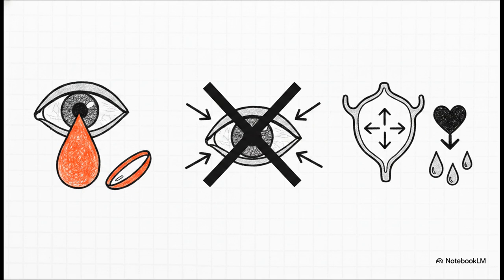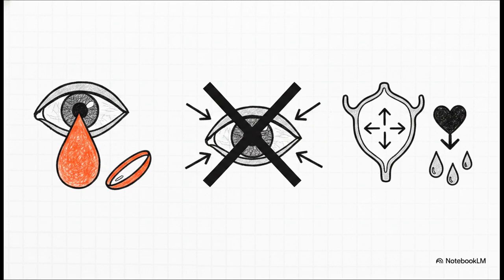Next is oxybutynin. This is an antispasmodic for an overactive bladder. Because of its anticholinergic properties, it actually blocks the flow of intraocular fluid. Because of this, it is absolutely contraindicated in patients with narrow-angle or open-angle glaucoma. It can spike that intraocular pressure and permanently damage the optic nerve.